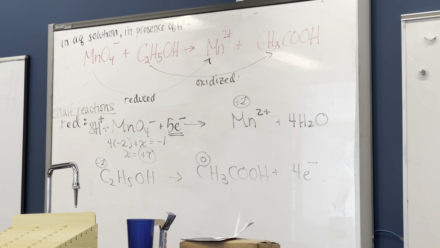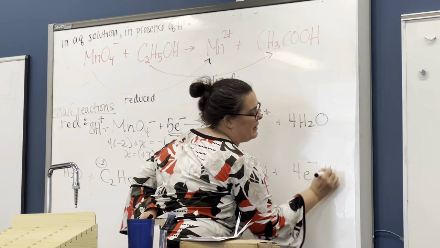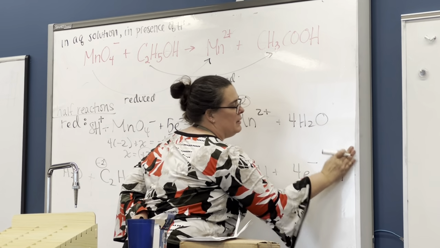We're going to balance the oxygens by adding water. On the left-hand side, I have 1 oxygen in ethanol. On the right-hand side, I have 2 oxygens in ethanoic acid. Need to add water. Now I need to balance the hydrogens. On the left-hand side, I have 8. On the right-hand side, I have 4. I need 4 more. The right-hand side, I add them as H pluses.